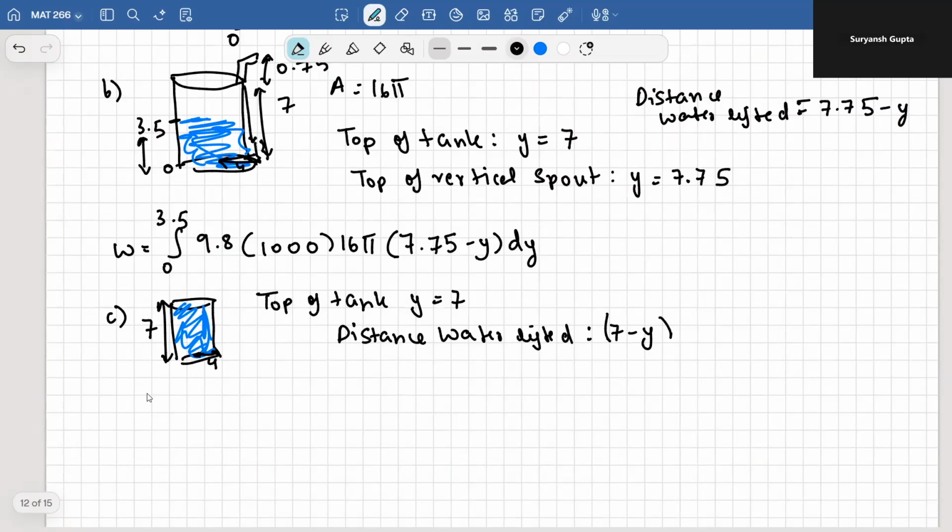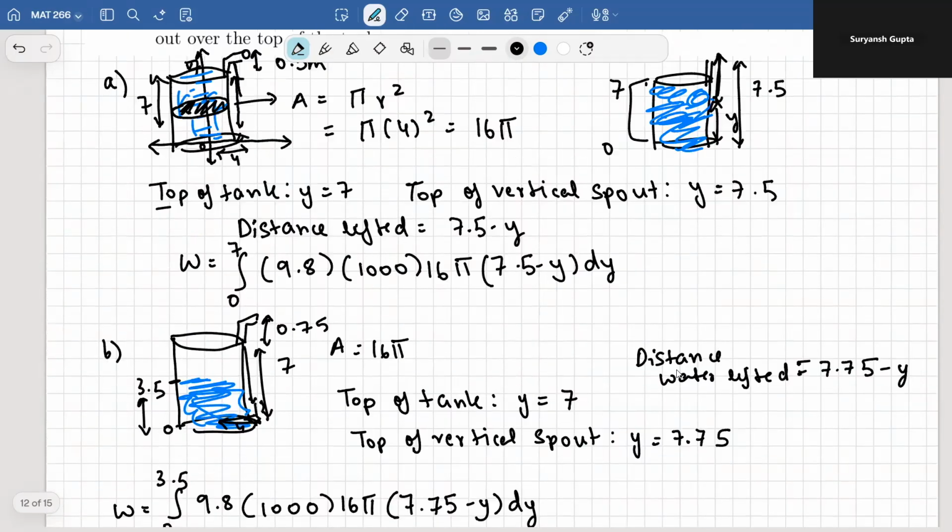Now I can find my work, the integral expression for my work. So this is bounded from 0 to 7 because my tank is full, so I need to account for all the thin slices going from 0 to 7. Inside the integral, I have gravitational acceleration times the density times the area of cross section times the distance lifted, which is 7 minus y, times dy. And this is the final work expression, or the integral, for part C.